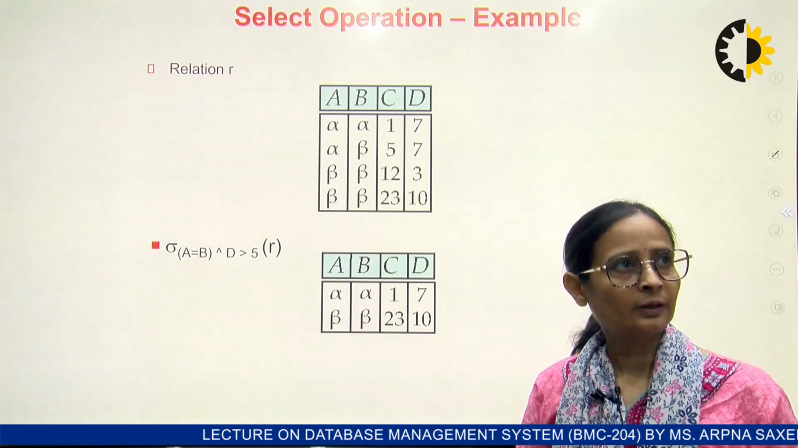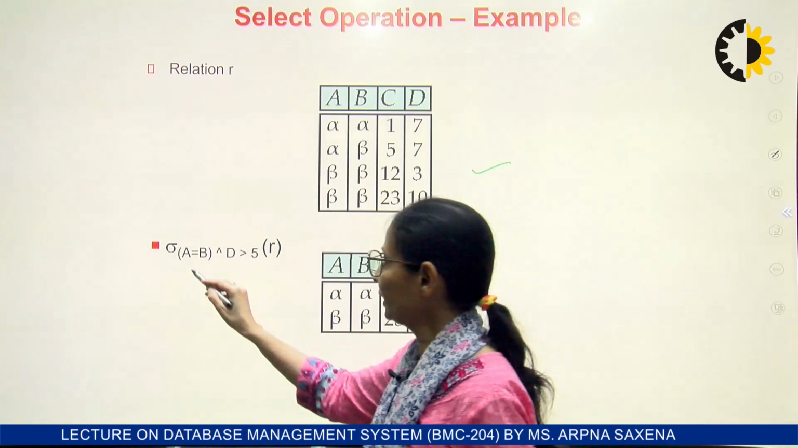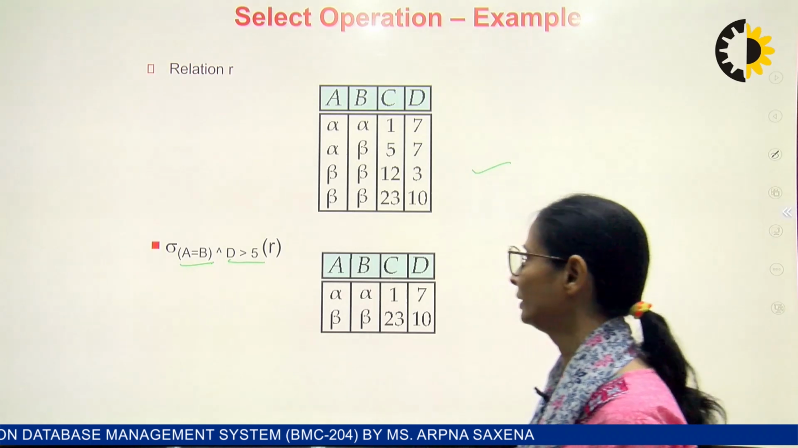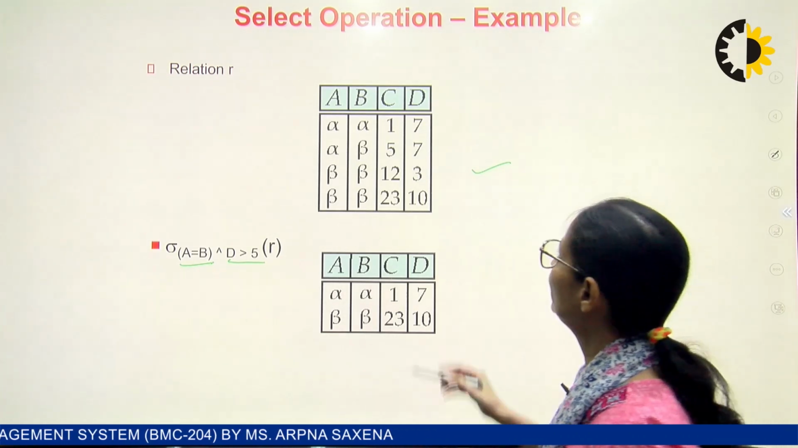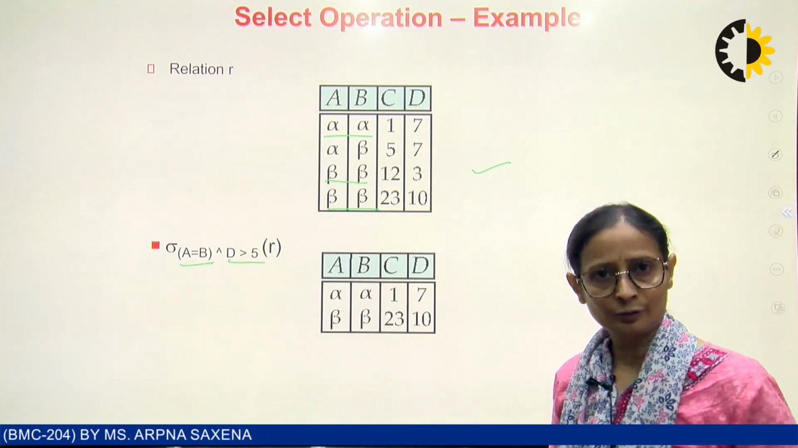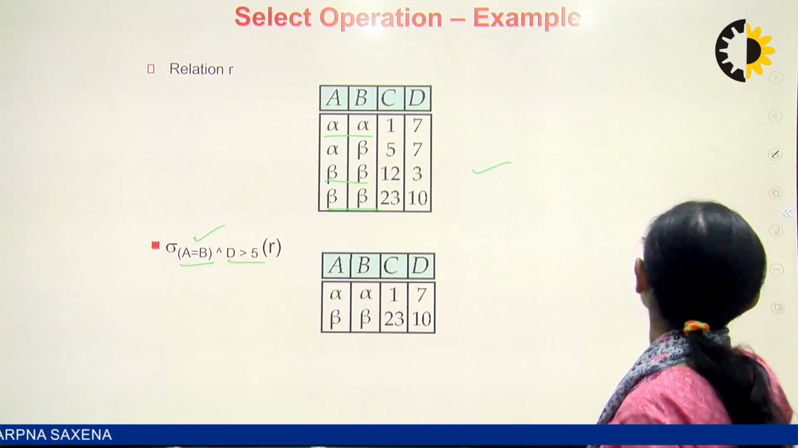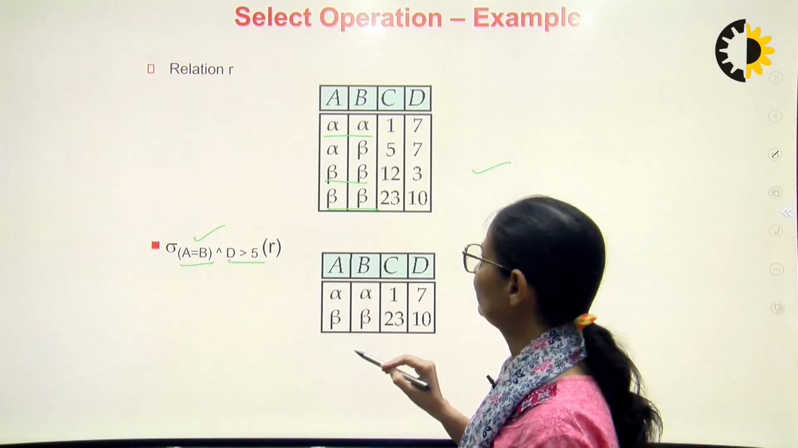Simple. Here I am having this relation. Here what I am having: A is equals to B and D is greater than 5. So first one, A is equals to B, and these three rows satisfy this condition. D is greater than 5. In this case, D is greater than 5.